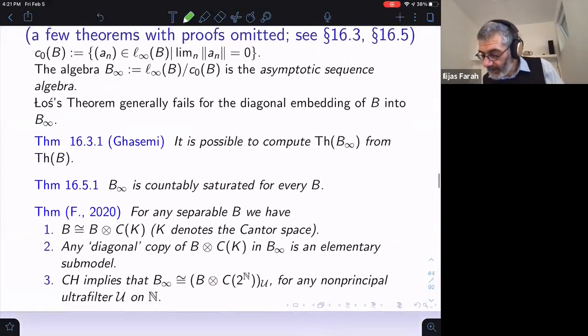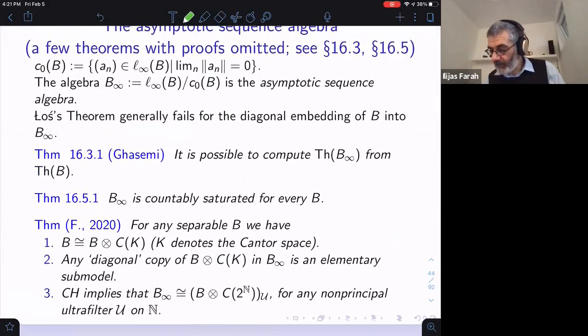And I want to say a few more things. So here is a theorem which was proved after the book went to print, and it is very relevant here. So if you have any separable C*-algebra B, then we have the following. First, B is elementarily equivalent, this was supposed to be elementarily equivalent. Sorry, this is a bad typo. There is infinity missing here and one bar missing here. So the asymptotic sequence algebra is elementarily equivalent to B tensor C(K).